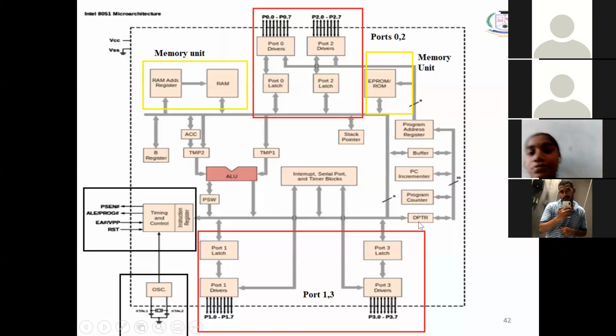Then the program address register. DPTR, the data pointer, is the only new word in the microcontroller we are learning. This is a 16-bit register. And the other thing, this is also one of the registers, we will see in detail.